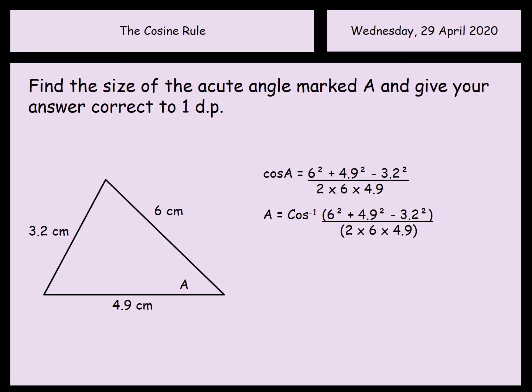It might be easier if you want to type it all in your calculator in one go. Make sure you put big brackets around all of this. Okay, so you want a big pair of brackets around everything. Remember, you want to be in degrees as well. And then, hopefully, fingers crossed, it's all going to work out for you. 32.2 degrees to 1 decimal place.